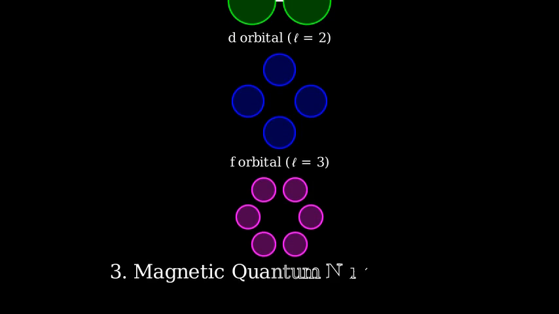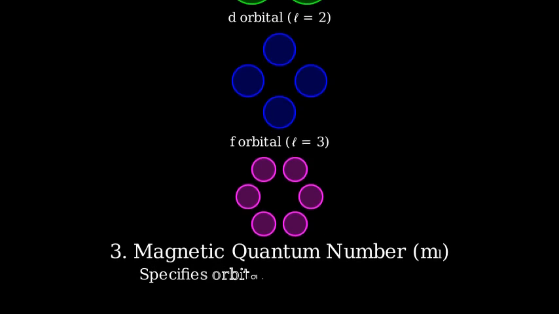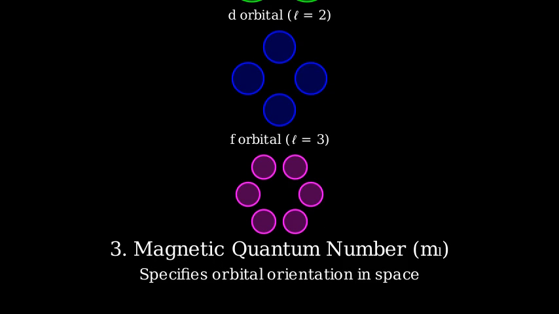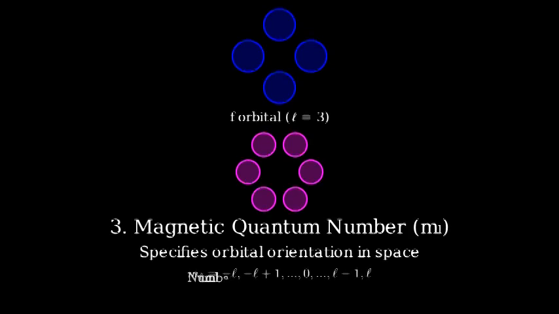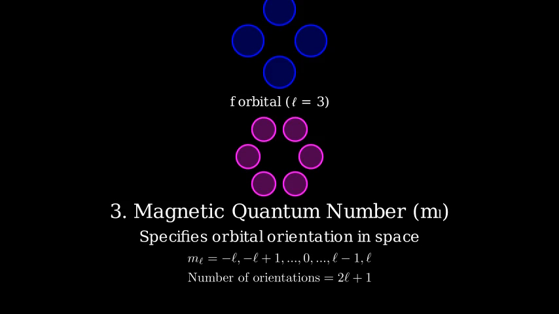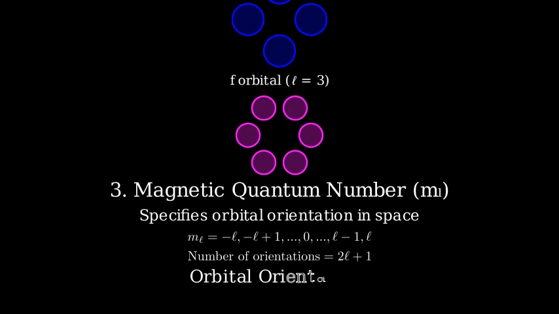Our third quantum number is the magnetic quantum number, m sub l. This tells us about the orientation of an orbital in space. For a given value of l, m sub l can have values from negative l to positive l, including 0. So there are 2l plus 1 possible orientations. Let's see what this means in practice.